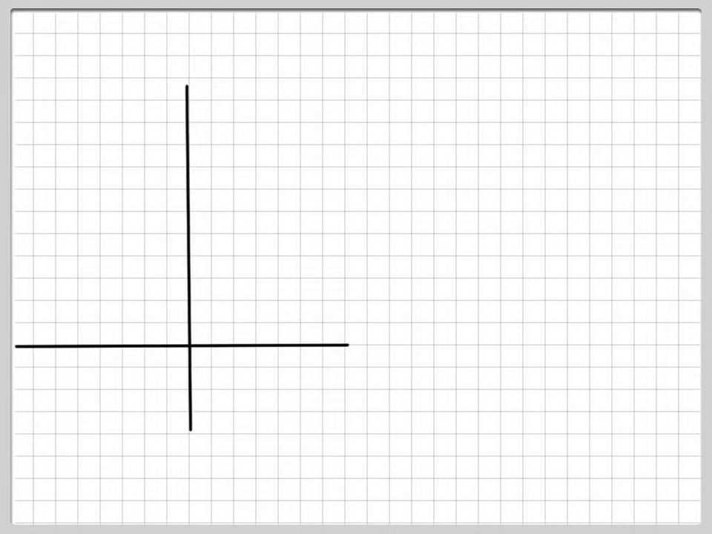So first things first, I can't draw straight lines. Well, I can draw them straight. I just can't draw them on the grids, so I'll move them. So here's my graph.